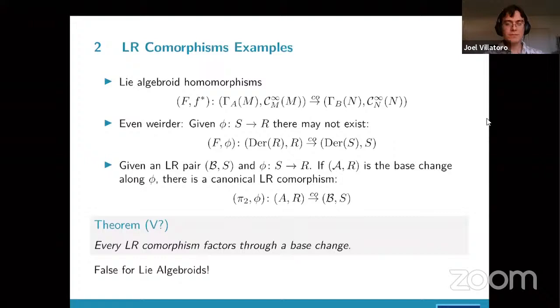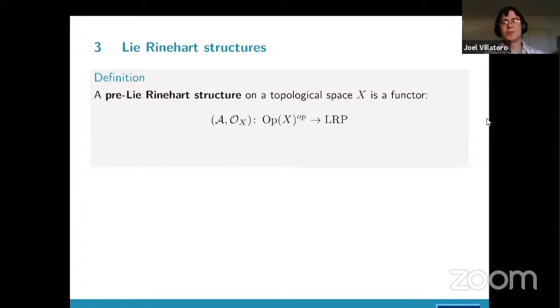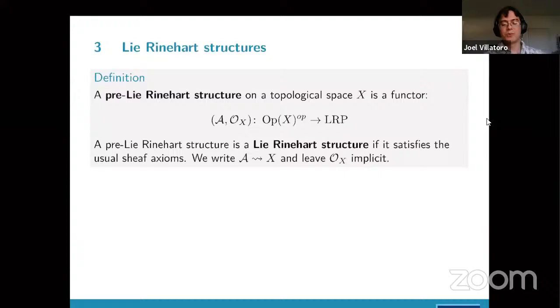So let's quickly get onto sheaves, right? So what's a pre-Lie-Reinhart structure? It's a functor from the open sets to Lie-Reinhart pairs. What is a Lie-Reinhart structure? A Lie-Reinhart structure is one for which this functor satisfies the usual sheaf axioms, right? And then we use this notation, this little squiggly arrow, A squiggly arrow X. This is suggestive of the fact that A is sort of like a vector bundle over X, right? You think of A as sort of like a vector bundle over X, but because it's a sheaf, it's not really a vector bundle. So I don't want to use a regular arrow because this is not like a set, this is a sheaf. Okay, and then the ring of functions is O_X and the module is A, okay?